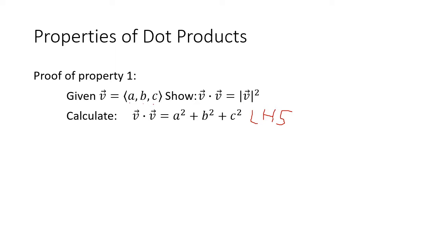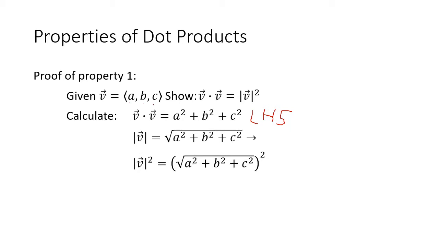So now let's take a look at the right-hand side. To get to the right-hand side, which is the magnitude of v squared, first I'll have to calculate the magnitude. And there's my formula right there. And then I need to square it. So now I'm working on my right-hand side, or RHS. And what happens when I square a square root? Well, they're going to cancel out. So it looks like the magnitude of v squared is a squared plus b squared plus c squared.